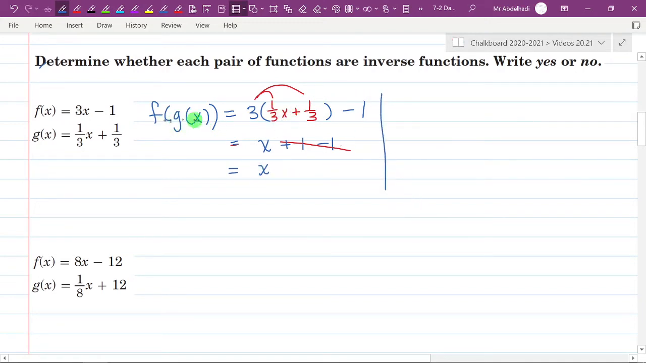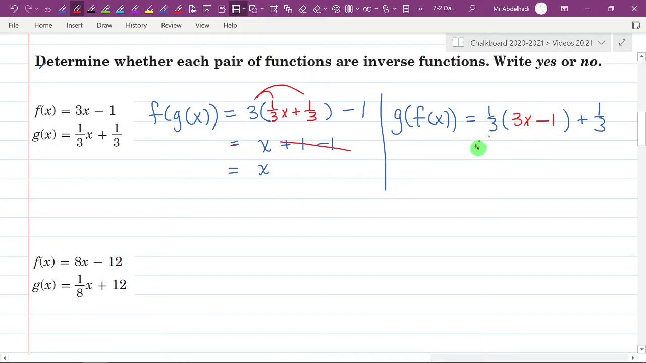So f of g of x works so far as an inverse. Let's try g of f of x now. You have to go both ways to get full credit. So g of f of x, the first function is g, which is this thing right here. So we get 1/3 blank plus 1/3. Okay. The other function is 3x minus 1.